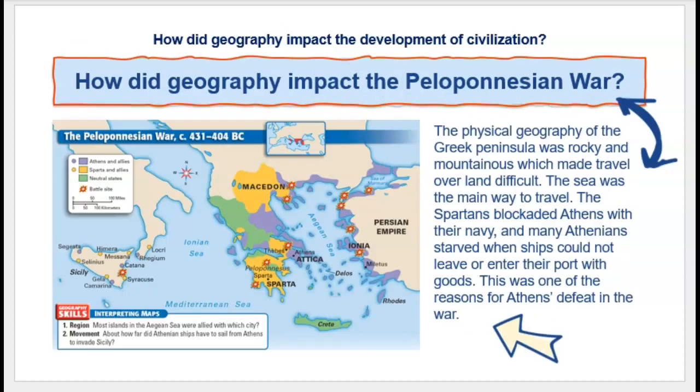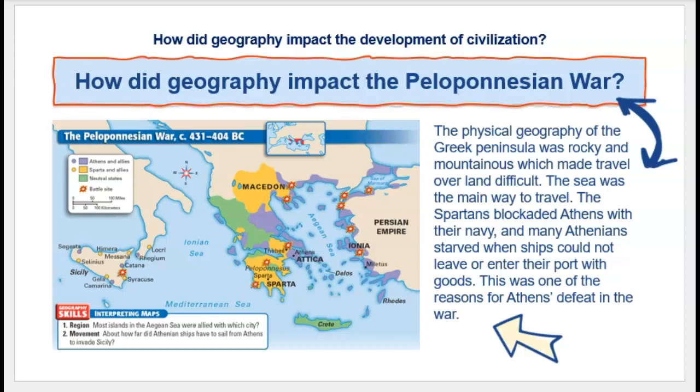Question number 2. How did geography impact the Peloponnesian War? The physical geography of the Greek peninsula was rocky and mountainous, which made travel over land difficult. The sea was the main way to travel. The Spartans blockaded Athens with their navy, and many Athenians starved when ships could not leave or enter their port with goods. This was one of the reasons for Athens' defeat in the war.